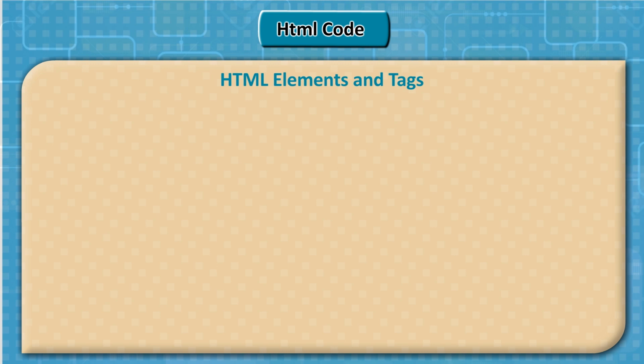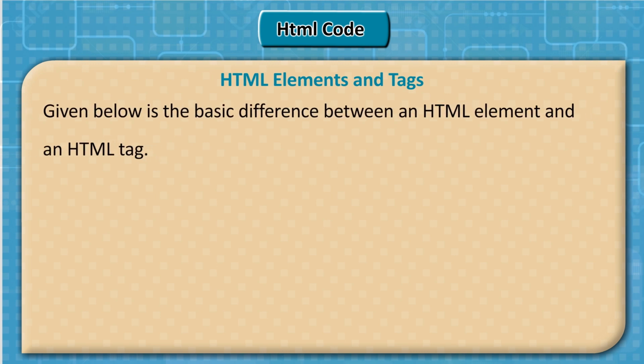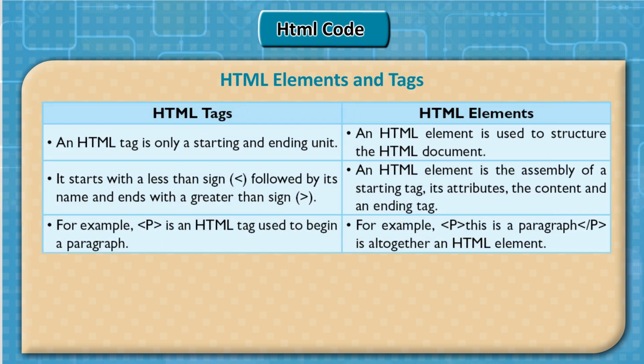HTML elements and tags. Given below is the basic difference between an HTML element and an HTML tag. HTML tags. HTML elements. An HTML tag is only a starting and ending unit. An HTML element is used to structure the HTML document. It starts with a less than sign, followed by its name and ends with a greater than sign. An HTML element is the assembly of a starting tag, its attributes, the content and an ending tag.